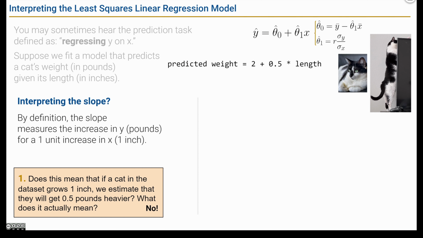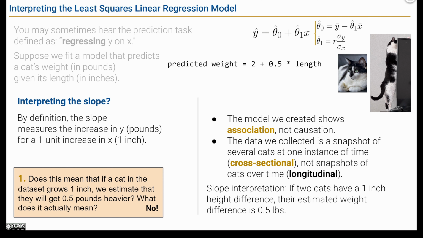So the answer is no, because let's think about why. The model that we created was based on data that we collected in a snapshot, or from a snapshot of several cats. We were not looking at snapshots of the same cat over time. That would have been called longitudinal data. We did what's called cross-sectional data.